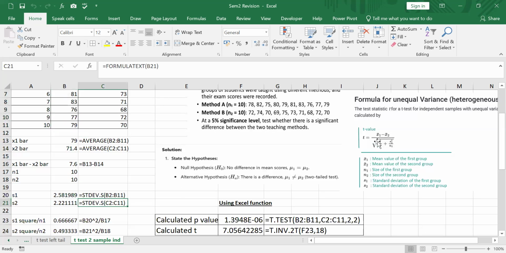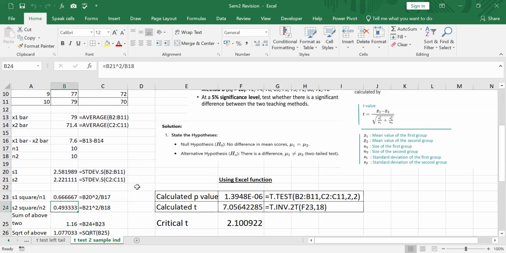Now we have to calculate the denominator here. First, let us calculate S1 square by N1. First, let us calculate S1, then S2, then find out S1 square by N1. S1 square means the square of this divided by 10. And this is S2 square by N2, that is the square of that divided by N2.